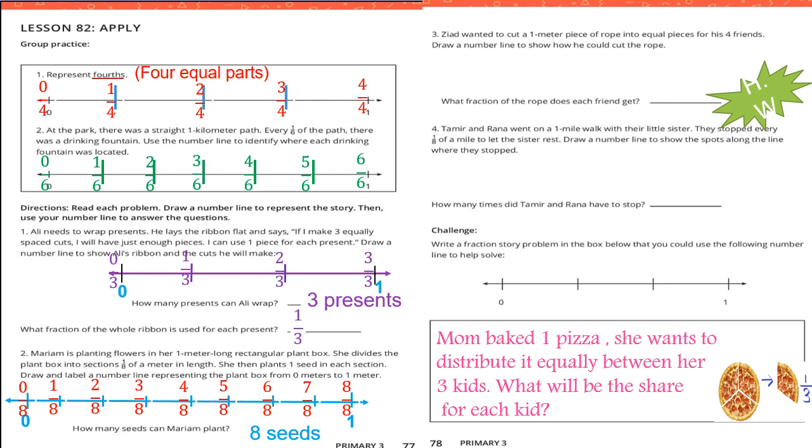The fraction of each one. Each one will take one part out of the total 3. Okay, so the fraction here is 1/3. Label the dashes: 0/3, 1/3, 2/3, and 3/3. So each kid will take 1/3.